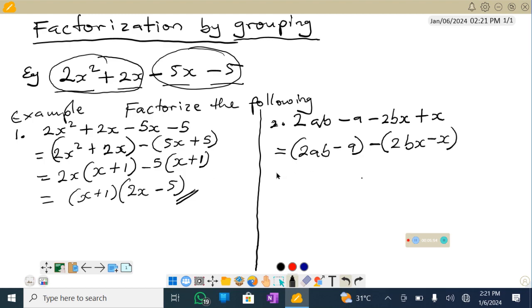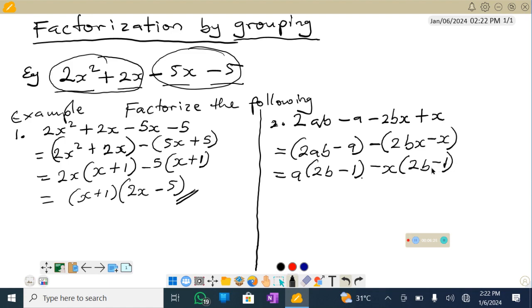So what is common here? You have that A is common, so you bring that A outside. You now have 2B minus 1. So if you do the same thing that we did here, that's what you are going to get. So here, S is common, so you bring it out. S into 2BS divided by S will give you minus 1.